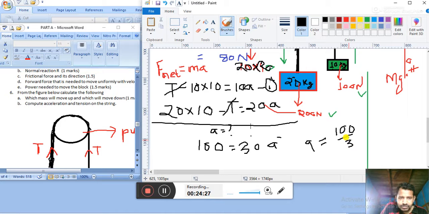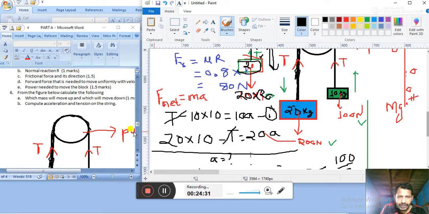So I solved all these questions in a very simple way by showing the direction and using F net equals ma. If the body is moving downward, the downward force is more and the upward force is less, so we subtract that force, and that is called F net, equal to ma.